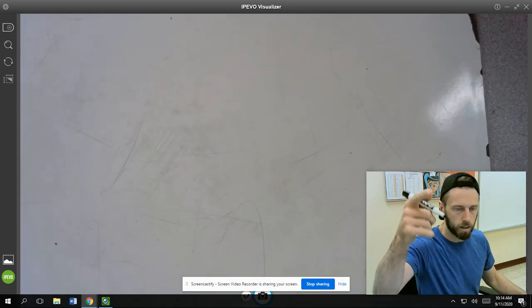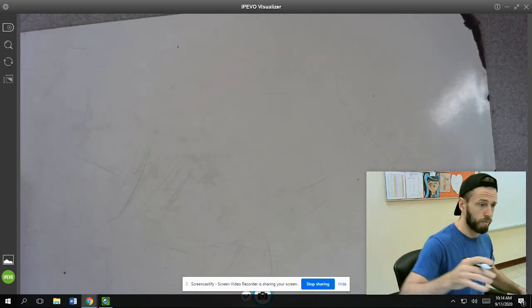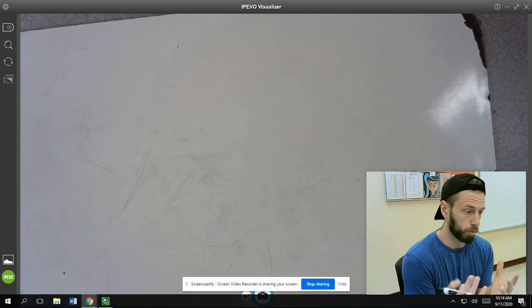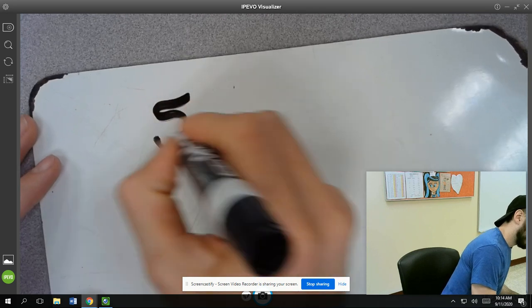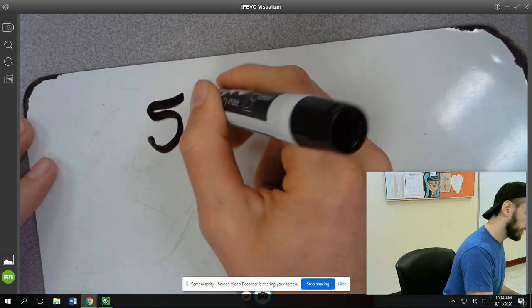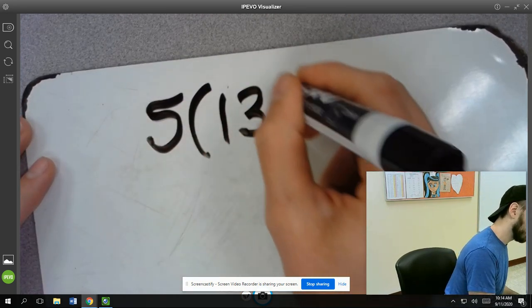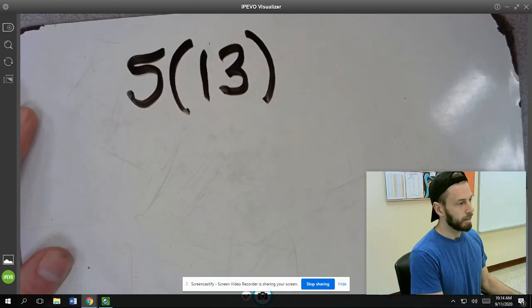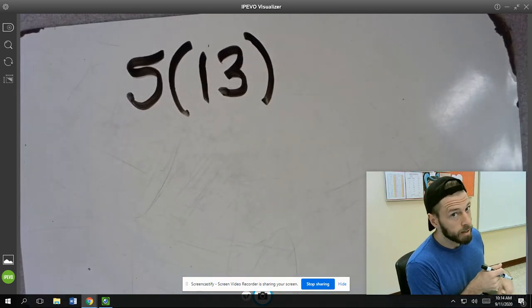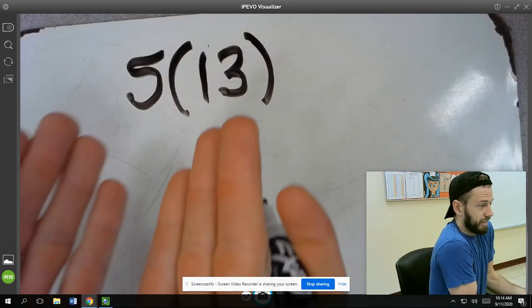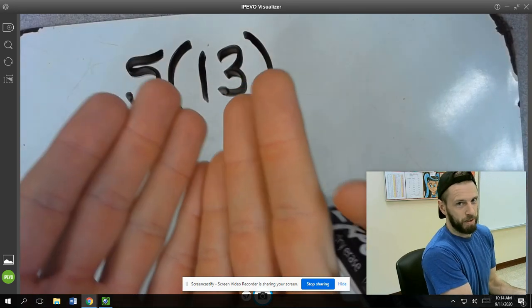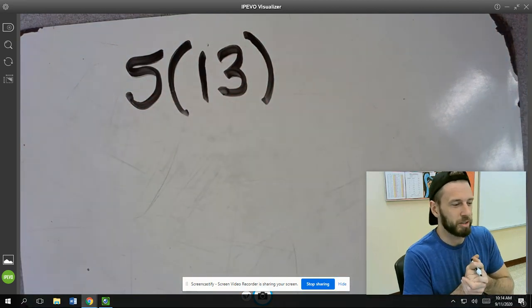Anyway, today, multiplying decimals. We're going to start off with a quick refresher on how to multiply in general. So we're going to say we have 5 times 13. Yeah, that looks a little weird that I put a number in parentheses next to the 5, but this means to multiply.